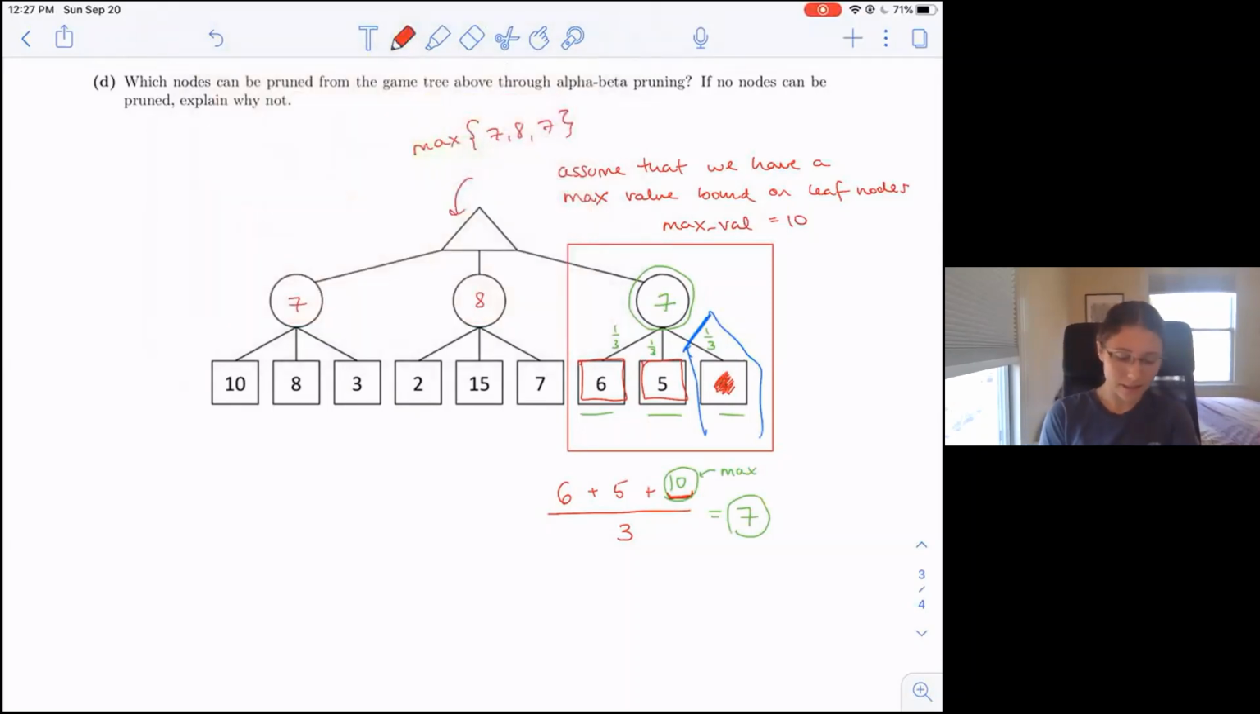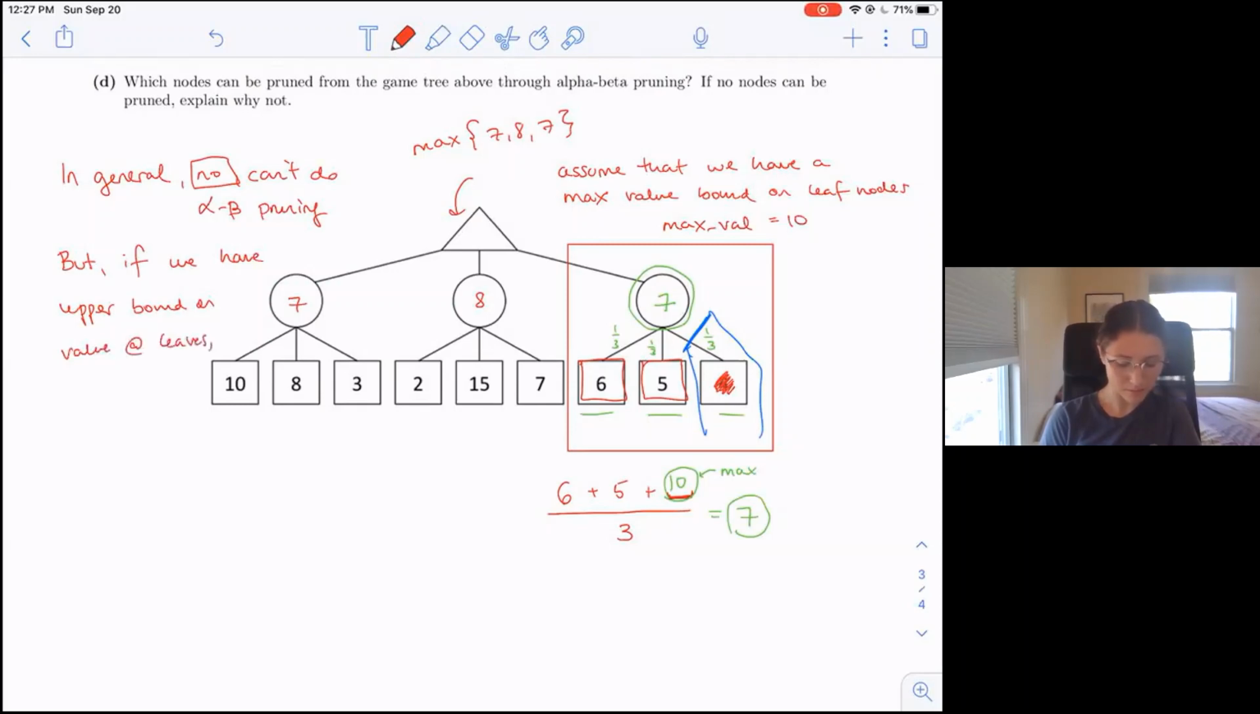So the final answer here is that in general, no, we can't do alpha-beta pruning. But if we have an upper bound on value at leaves, then yes.